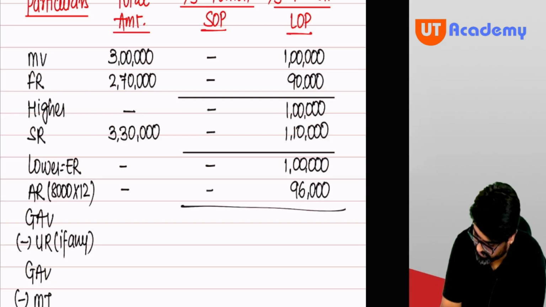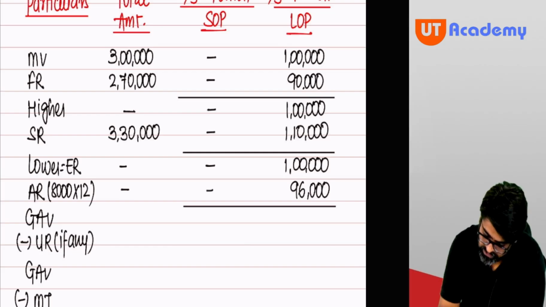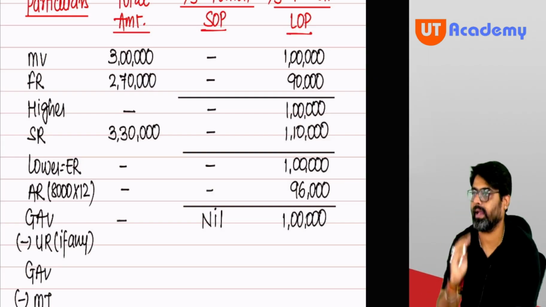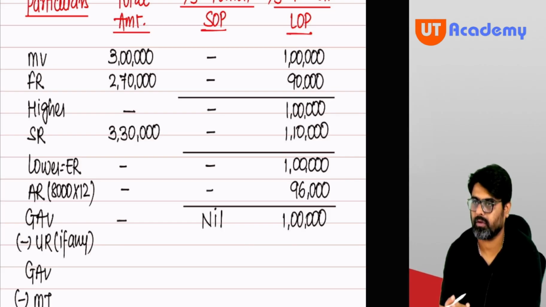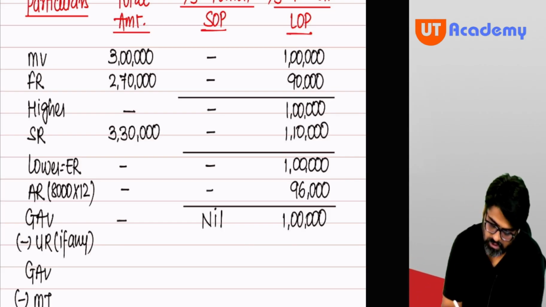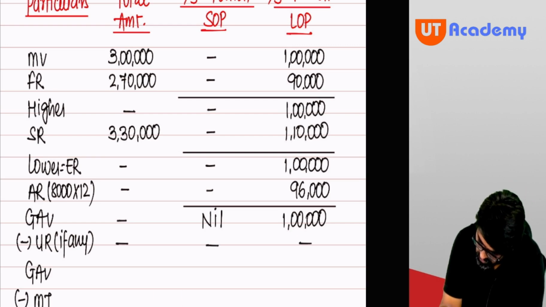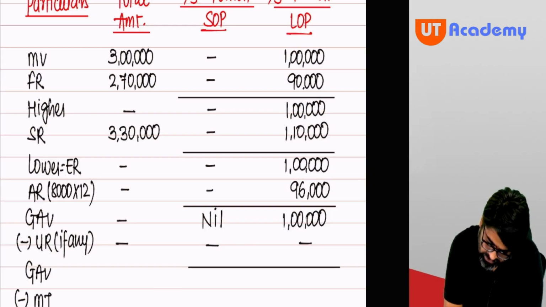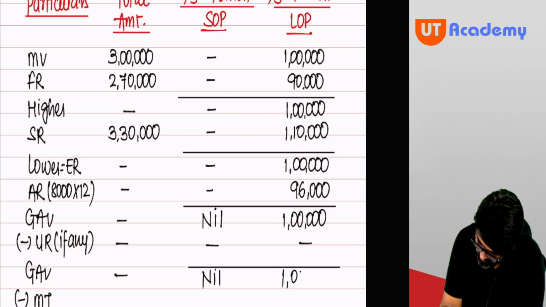Are you understanding the presentation, guys? Now GAV will be dash, it will be nil here, and it will be 1 lakh. Why 1 lakh? Since there was no vacancy, expected rent or actual rent, whichever is higher, will be taken as GAV. Done, sir? So unrealized rent, if any, no unrealized rent, sir. So what will be the final GAV? Final GAV will be nil and 1 lakh.